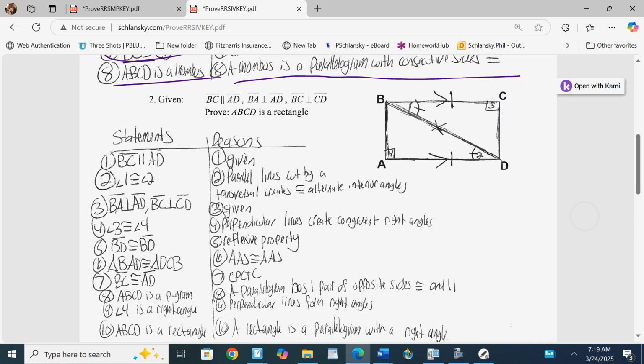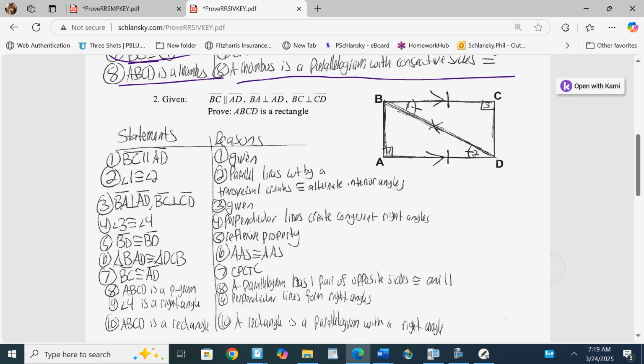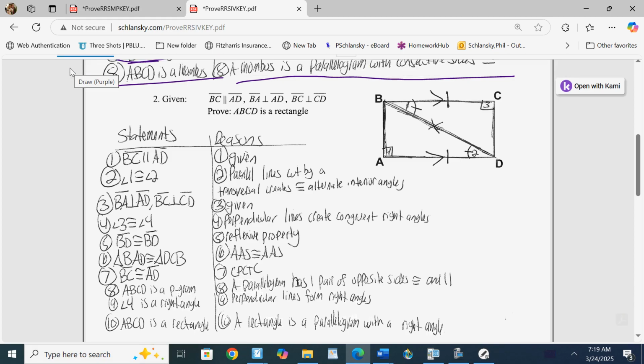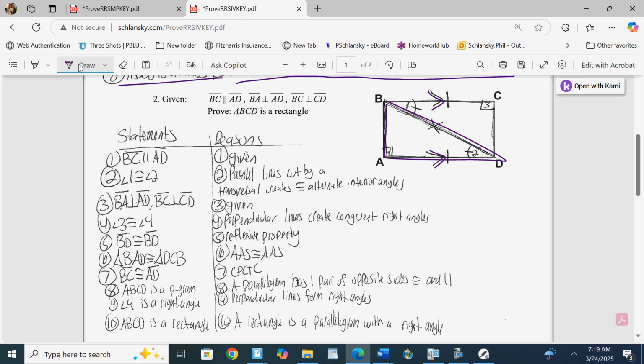So first I need ABCD to be a parallelogram. It's not, so I have to get there. It's telling me that BC is parallel to AD. Okay. I'm going to most likely have to prove triangles are congruent. Is there any information for me to get the parallelogram right now? No. So I'm going to have to prove the triangles are congruent the same way I've been doing it since October.